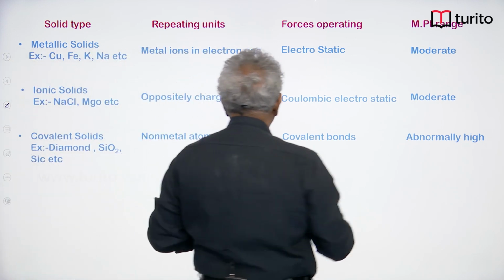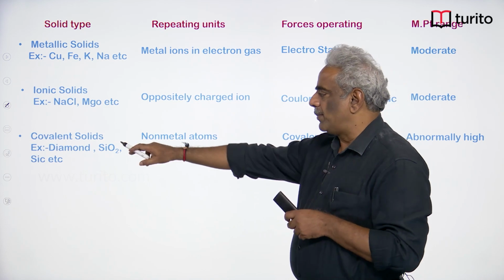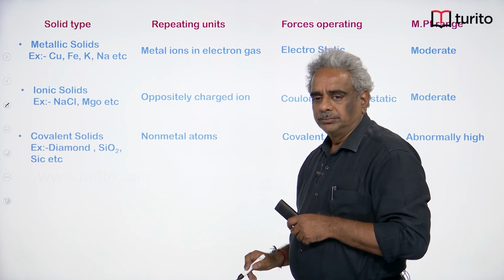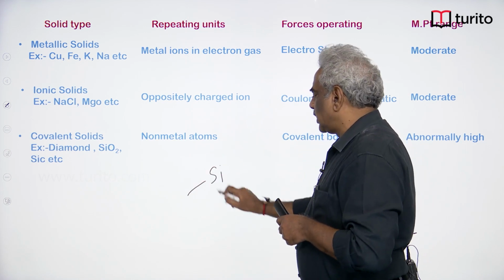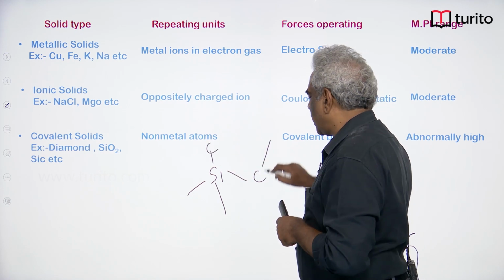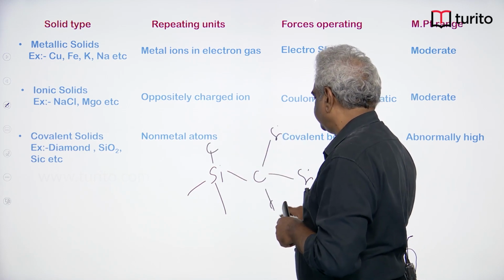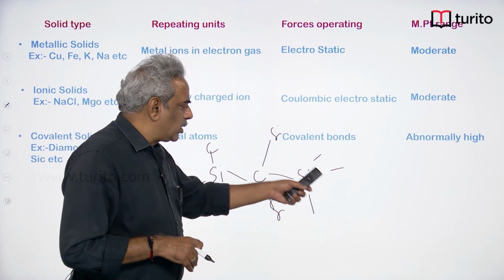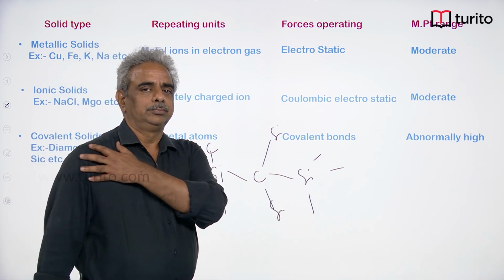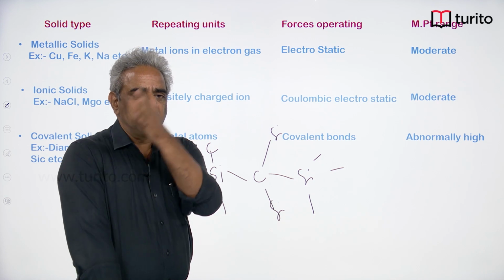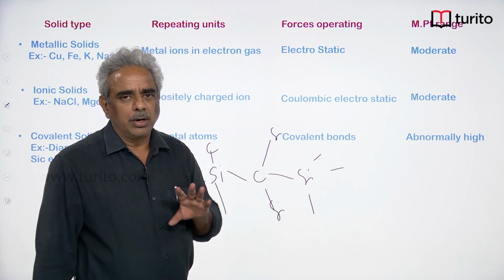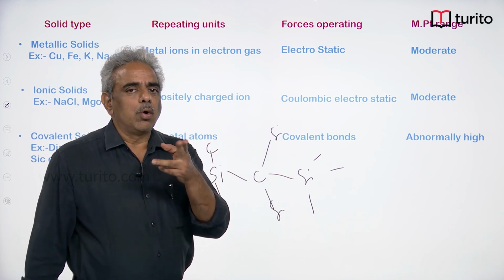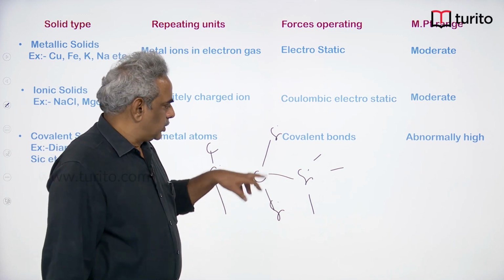A covalent solid is formed by whom? Non-metals. See, diamond, SiO2, silicon carbide. For example, you have one silicon, it is attached to 4 carbons, and again carbon is attached to silicons. It keeps on going like this. See, so many covalent bonds within the crystal. So what may happen? If you want to dismantle this, you have to break every covalent bond. But a covalent bond is strong only. Breaking a covalent bond requires a lot of energy.